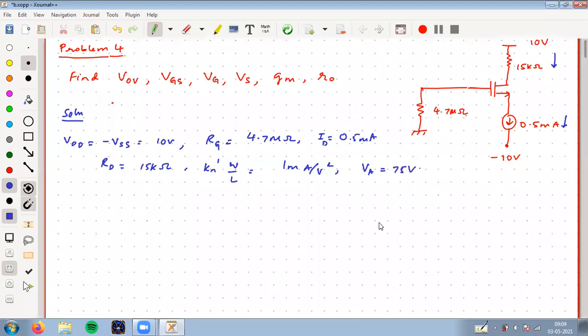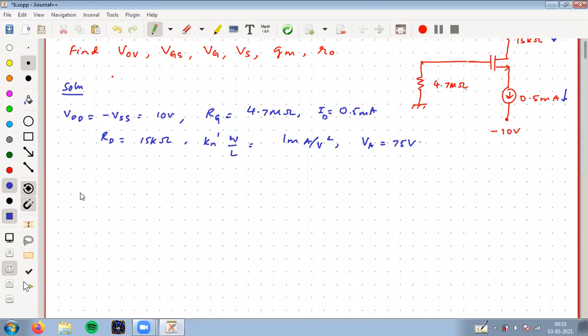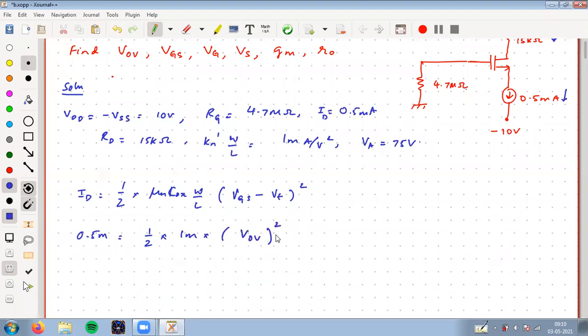Okay. Now, for this, I can find VOV. I can write the ID formula: ID equals half mu n Cox W by L into VGS minus VT whole squared. ID I know, which is 0.5 milliamps. Mu n Cox W by L is Kn prime W by L, which is 1 milli, into this I will write as VOV squared. So from this I will get VOV as 1 volt.